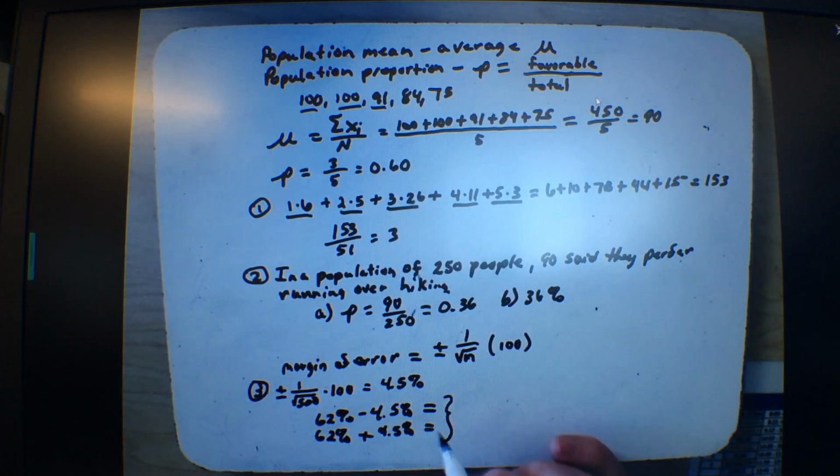Where'd you get 62 from? It was in the problem. It said, showed that 62% will vote for candidate B. Okay. You see that? Okay, so what is the first one?